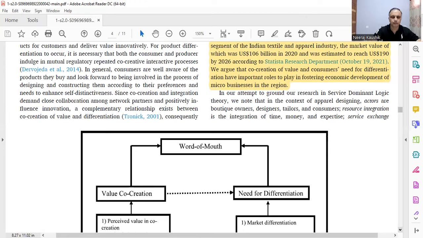So in our case, what we have shown in the proposed model is the impact of value co-creation on need for differentiation. That is important. This is the new link, the new relationship which we are proposing. So a scholar has to introduce whatever novelty or uniqueness is there in their model. They have to explain this very clearly at the end of the literature review, sir. They have to talk about the model.